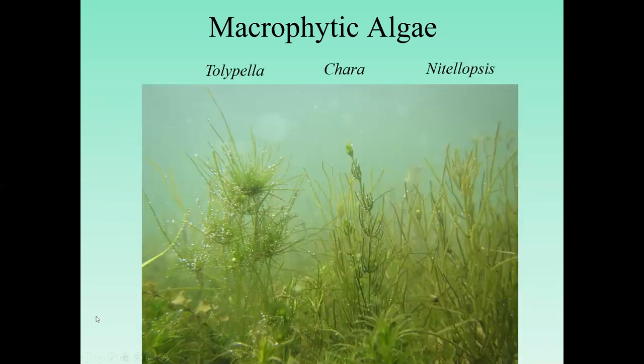This picture here is from Vermont, from Lake Memphremagog, which was Vermont's first starry stonewort infested lake, or I shouldn't say infested, but the first one that had starry stonewort. And what you see is three different genera right next to each other. And of course, I had to take a picture of this when I saw it. It was so convenient to have three different genera next to each other. And what you see on the left is Tolypella, which is the rarest of the genera, I think, in general.